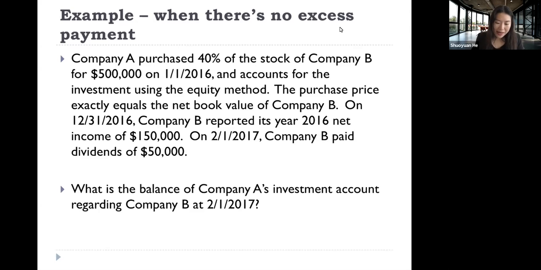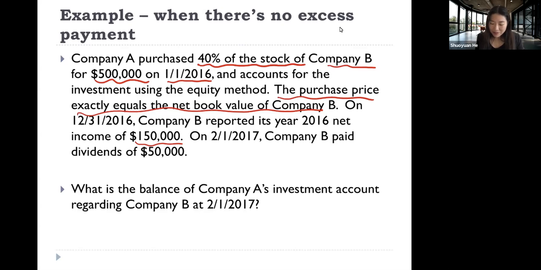Company A purchased 40% of the stock of company B for $500,000 on January 1st and accounts for the investment using the equity method. The purchase price exactly equals the net book value of company B, which means that there's no excess payment. On December 31st, company B reported its year 2016 net income of $150. So company B reports net income now. What should company A do?